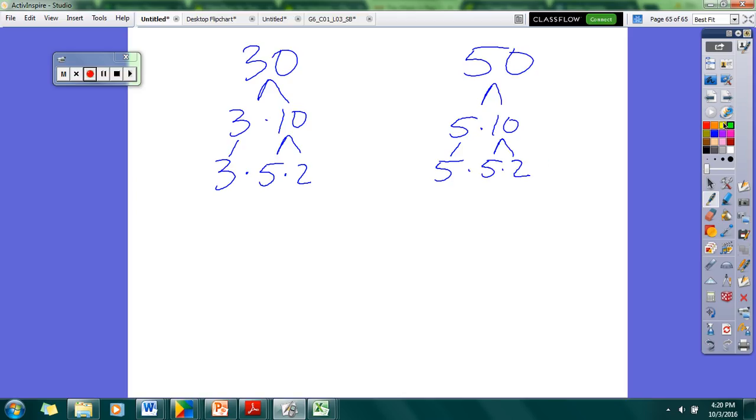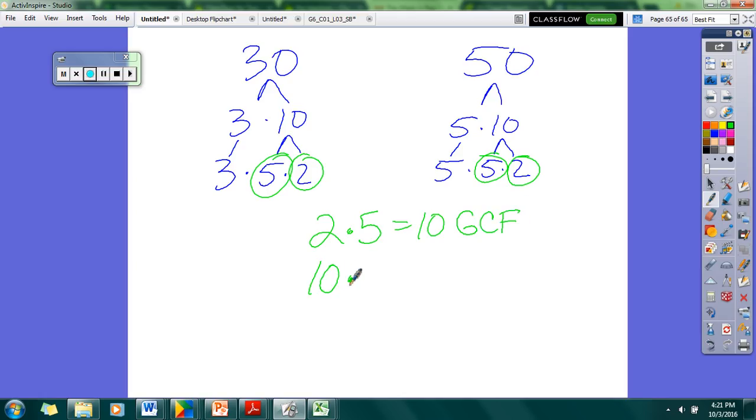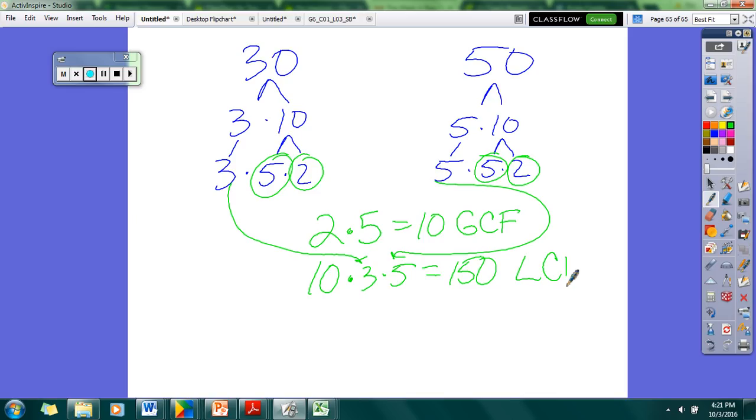So the first thing I'm going to do is I'm going to circle all the partners. I got a 2 and a 2. I'm going to bring it down. Then I have a 5 and a 5. I'm going to bring it down. Okay, again, this 10 is my GCF, my greatest common factor. So I take my GCF and I multiply everything I didn't touch, 3 and 5. So 10 times 3 is 30, times 5 is 150. Okay? That's going to be my LCM.